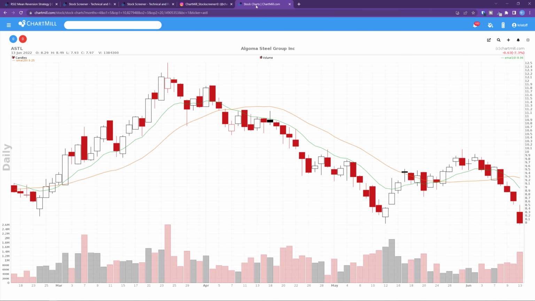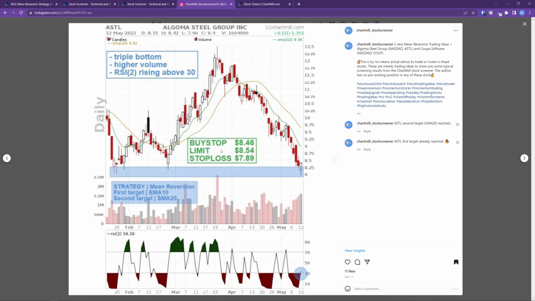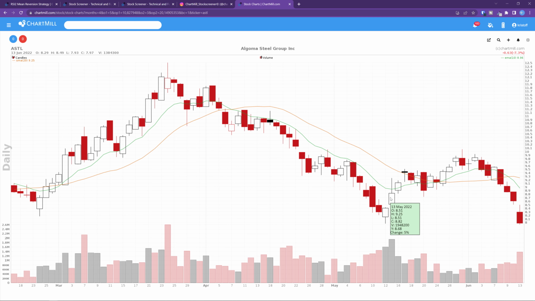Now this is the actual chart. The next day price opens at 8.51, and as you can see our buy stop was at 8.46, but we had a stop limit at 8.54. So with the stock market price opening at 8.51, our setup was triggered, and the first target, the SMA 10, was immediately triggered, and the second target is the descending 20 SMA. A couple of days afterwards it was also triggered.